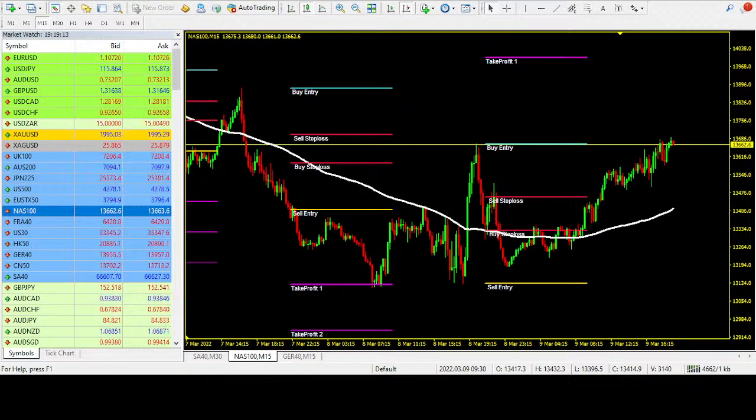Last question, guys, before I go off. I wasn't planning to spend more than 20 minutes here. Does it repaint? No, it doesn't repaint, guys. These levels that paint here are going to stay there, and that's how we can rely on these signals.